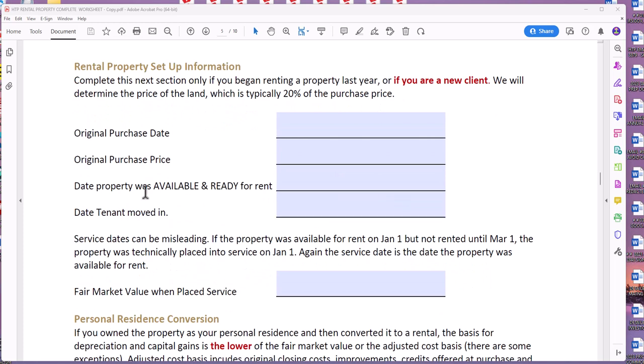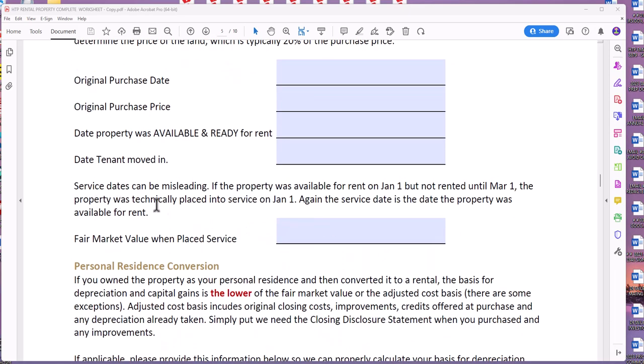Then we need to know the date the property was available and ready for rent. So you may have it ready February 2nd of 2024, but you may not get your first tenant until April 1st of 2024. We're going to go with the date the property was available for rent and then the date that your tenant moved in. And this just gives you some more details regarding the property and what is considered placed in service.